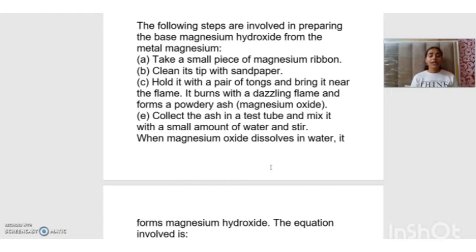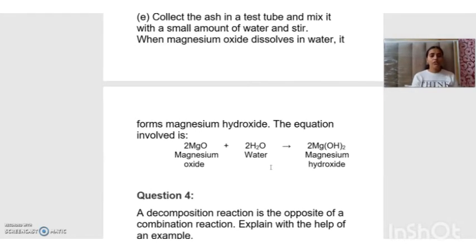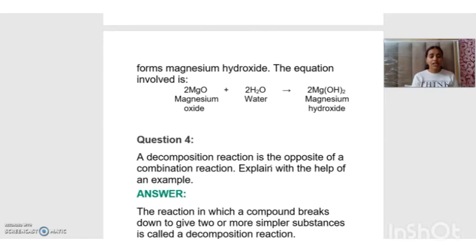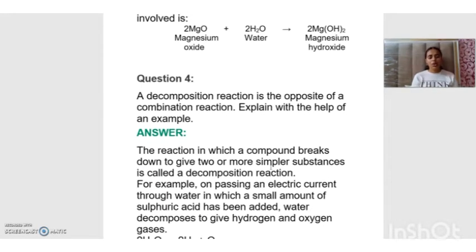Next we have to collect the powdery ash in a test tube, mix it with a small amount of water, and stir it, right? When magnesium oxide dissolves in water, students, it forms magnesium hydroxide. The equation is 2MgO, that is magnesium oxide, plus water gives us magnesium hydroxide. This is the balanced equation, 2 to 2 is the balancing of the equation, right? So it gives us magnesium hydroxide.